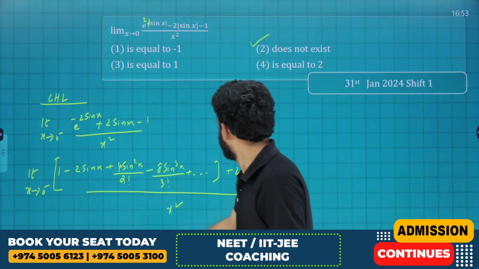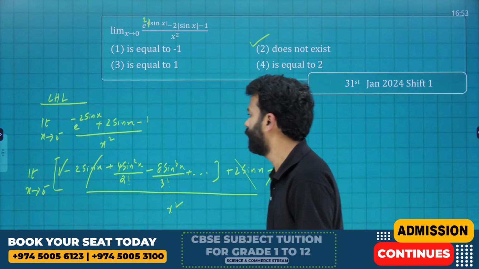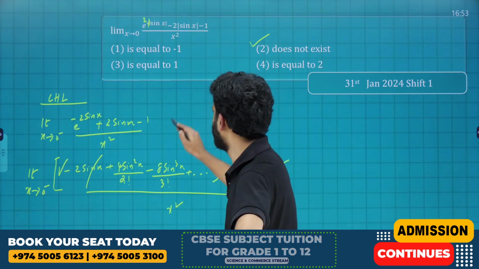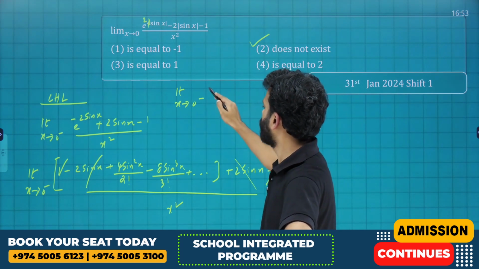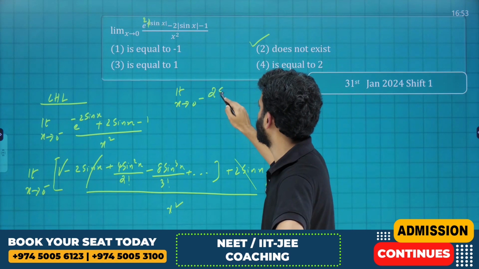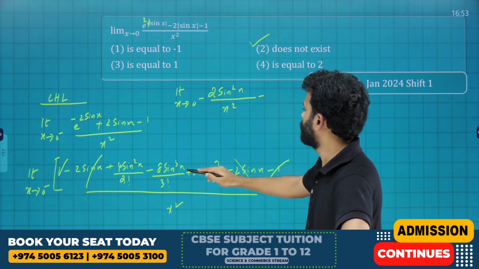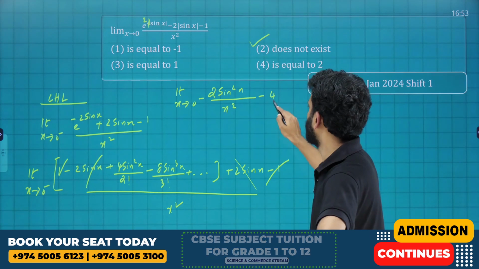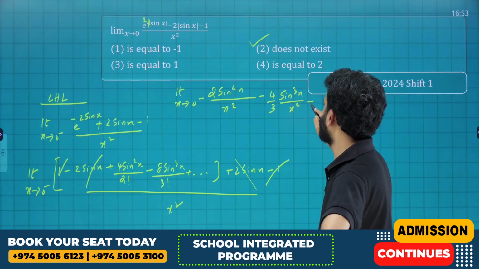What happens here is, this minus 2 sin x and plus 2 sin x got cancelled. Same for minus 1 and plus 1 as well. So what is left here? It will be limit x tends to 0 minus, 4 sin square x divided by 2, that is 2 sin square x divided by x square, minus 8 by 6, that is 4 by 3, into sin cube x divided by x square, plus etc.